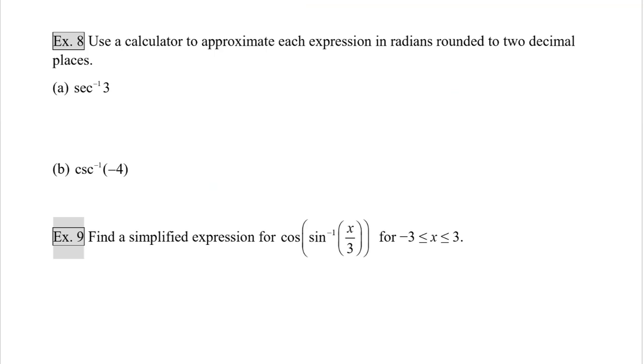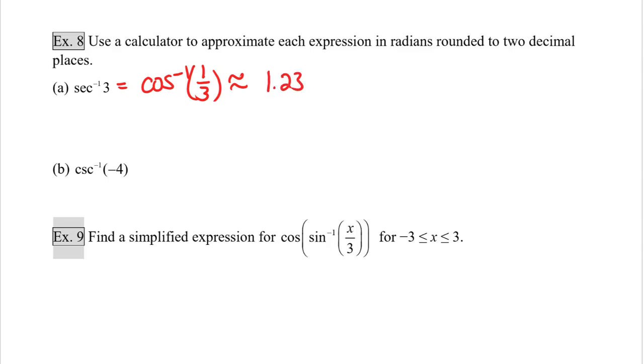Example 8, use a calculator to approximate each expression in radians rounded to 2 decimal places. So there is no secant or inverse secant button on our calculator. So what we have to do is we have to remember that secant is reciprocal with cosine. So this is going to be the same as the inverse cosine of the reciprocal of 3, which is 1/3. And if we put that in our calculator, this is approximately equal to 1.23 radians.